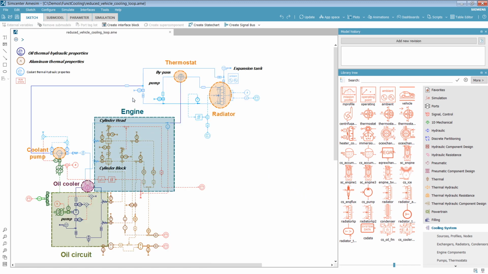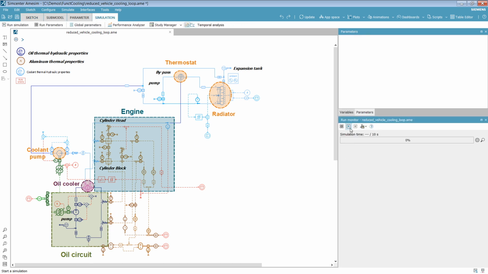The model consists of three main subsystems: the cooling loop in light blue, the engine thermal masses in brown, and the oil circuit in dark blue.